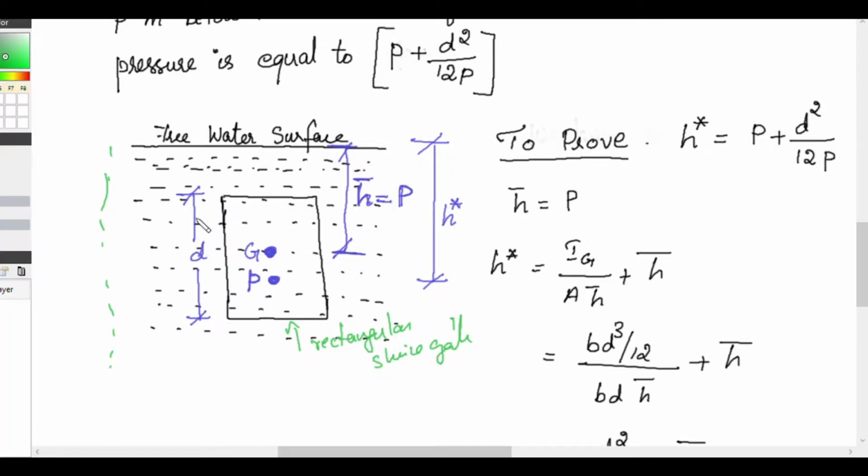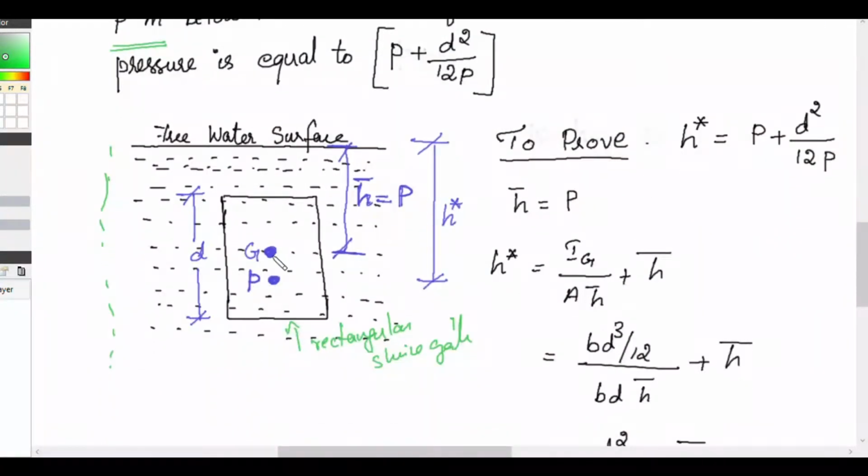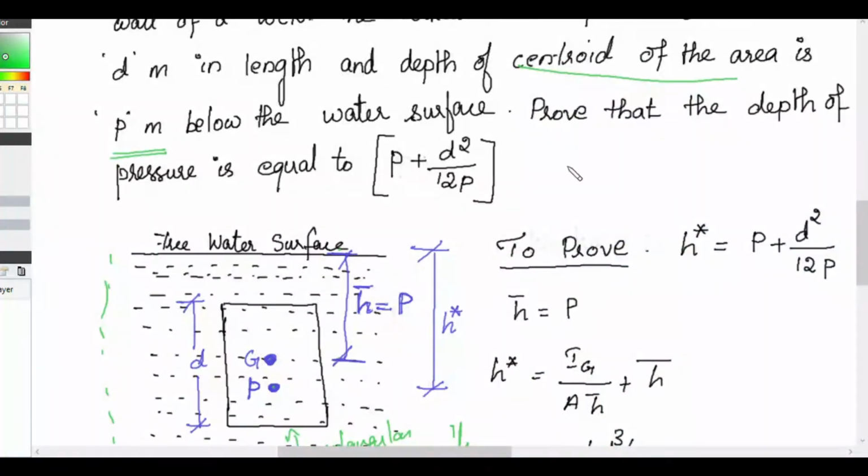So this depth is D. Now, what else is given? Depth of centroid of the area is P meter. So we have to mark the centroid and the center of pressure. Centroid is G, center of pressure is P. The distance of this centroid from the free surface, that is H bar, is given as P. Prove that the depth of pressure is equal to P plus D square by 12P. So we need to prove H star is equal to P plus D square by 12P.